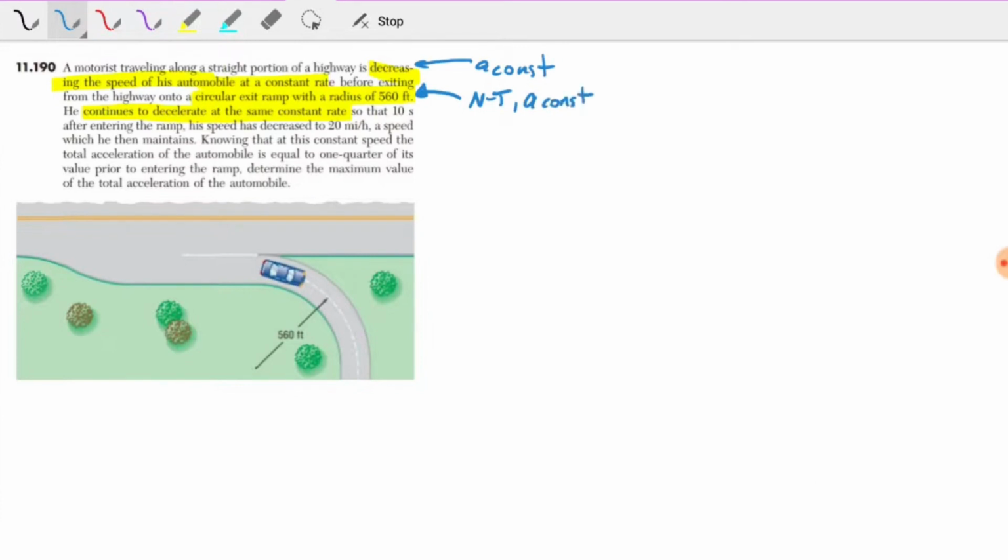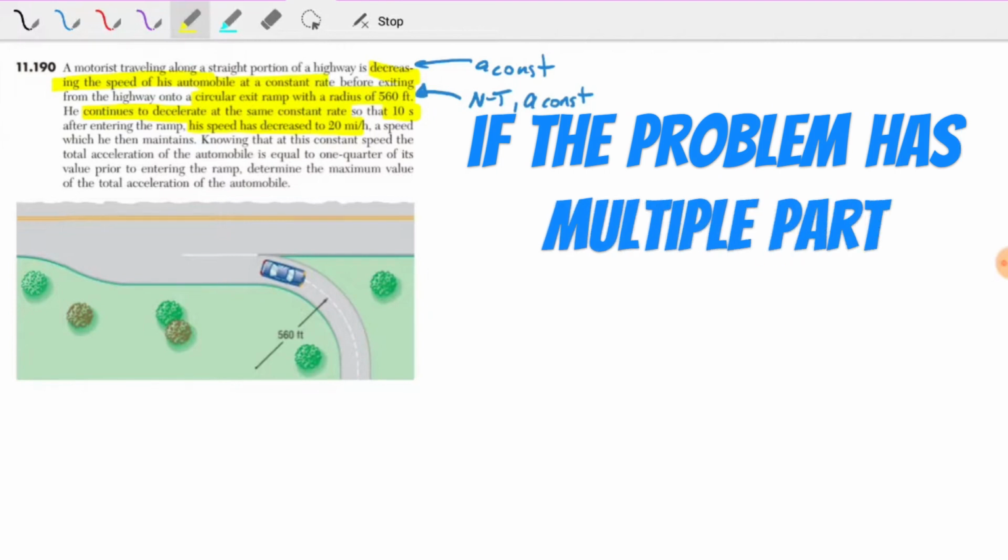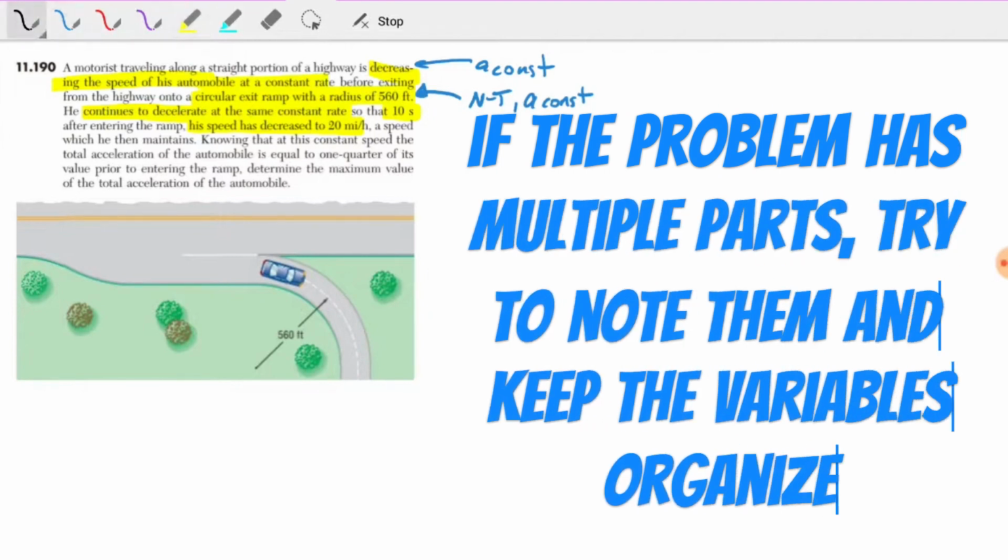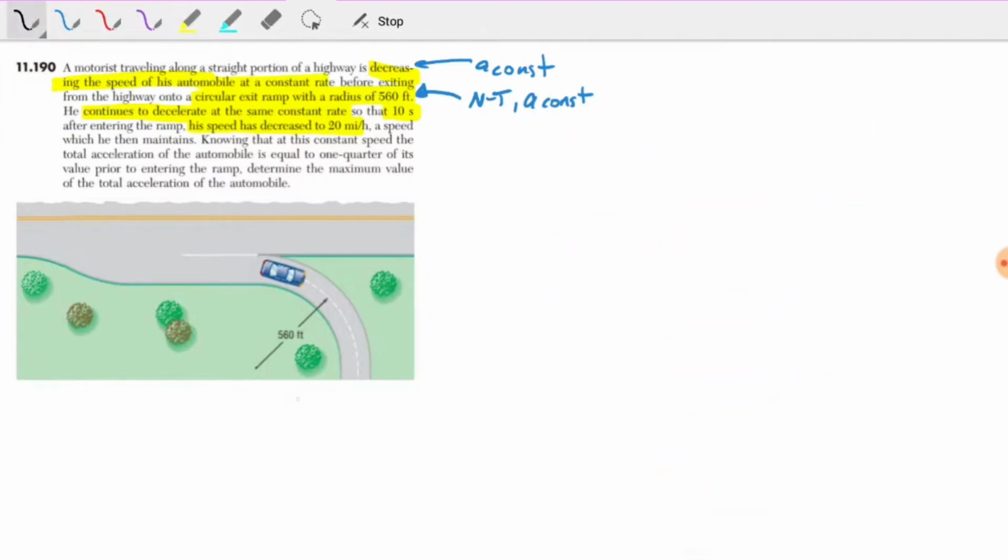It takes 10 seconds after entering the ramp, and his speed has decreased to 20 miles per hour. So let's see if we can get a visual of this. In the beginning, he's traveling on some straight portion, moving, and he has an acceleration, some acceleration value, we'll call it A1. It'll be negative, but that's not important right now.